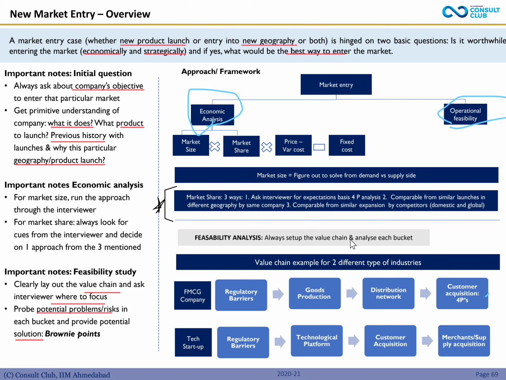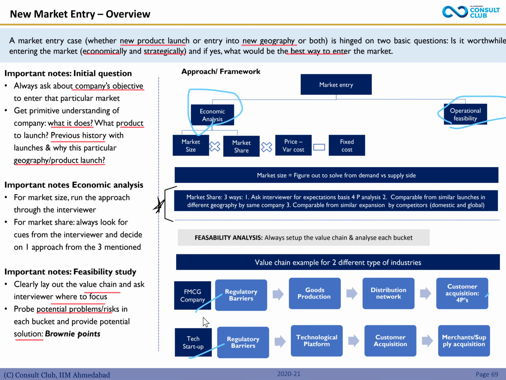Feasibility analysis: always set up a value chain and analyze each bucket. For different industries, there are different value chains you can set up, and you will understand that as you go through interviews in the coming videos. And there you understand how to structure every company. But most importantly, you don't have to structure every company. You have to understand the category of the company. For example, two of the companies which are given are an FMCG company and a tech startup.